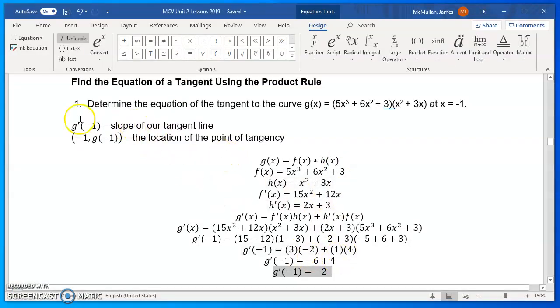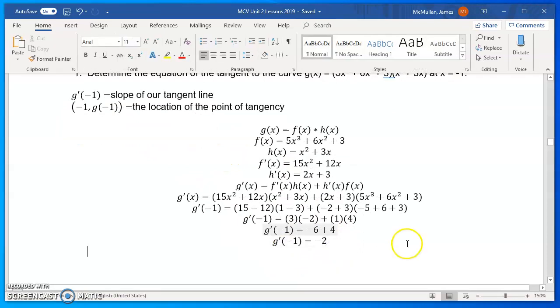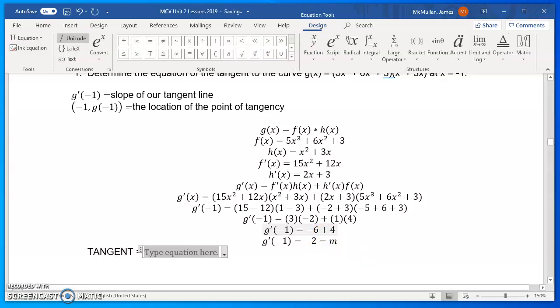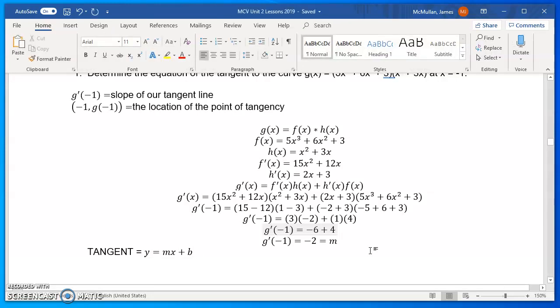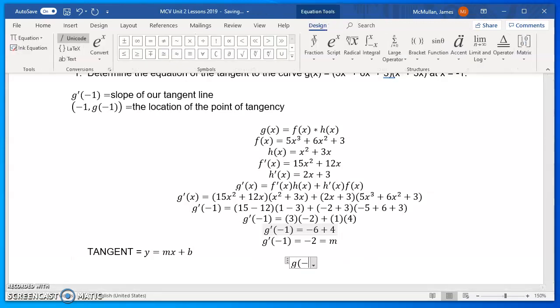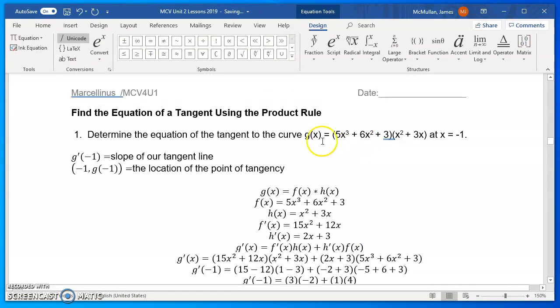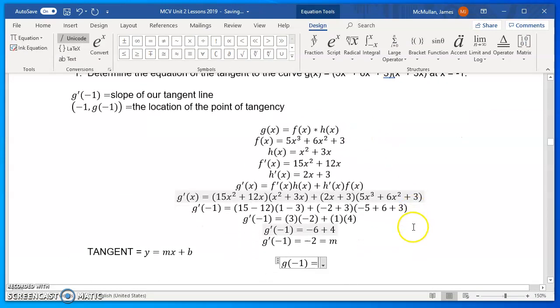Okay, now the other thing I need to know, so I have the slope, so if you want to just put a little equals m beside it. I know, of course, the tangent I'm looking for is y equals mx plus b, and I know that that m is negative 2. To find the b, I need to know a point, y and x. The point is equal to negative 1 and g of negative 1. Let's just find out what is g of negative 1.